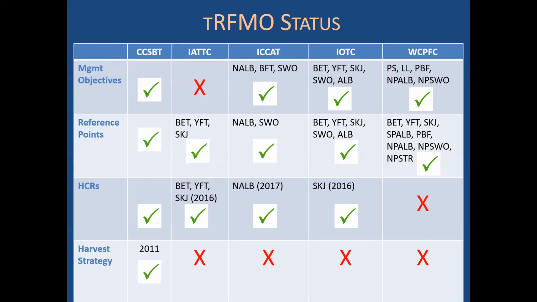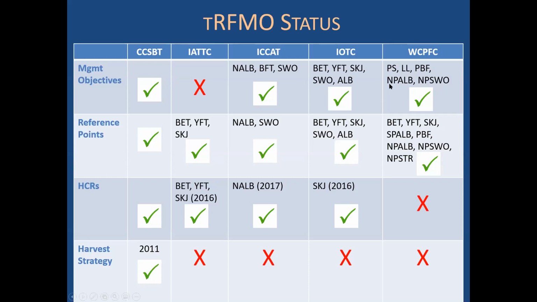Moving over to the Atlantic, ICCAT has adopted management objectives for the stocks noted here, same with reference points, and then, as I'd mentioned, they have the harvest control rule for North Atlantic albacore. The same you'll see here for IOTC with the different stocks noted.